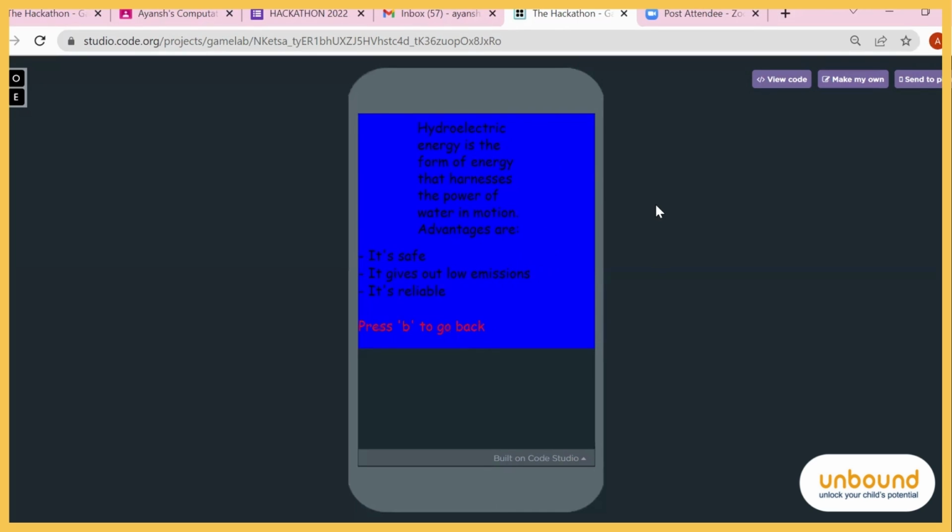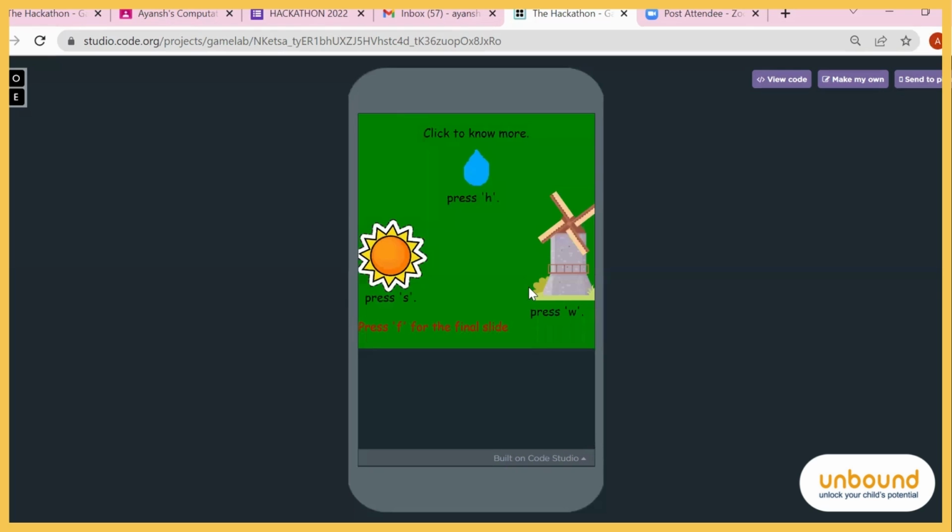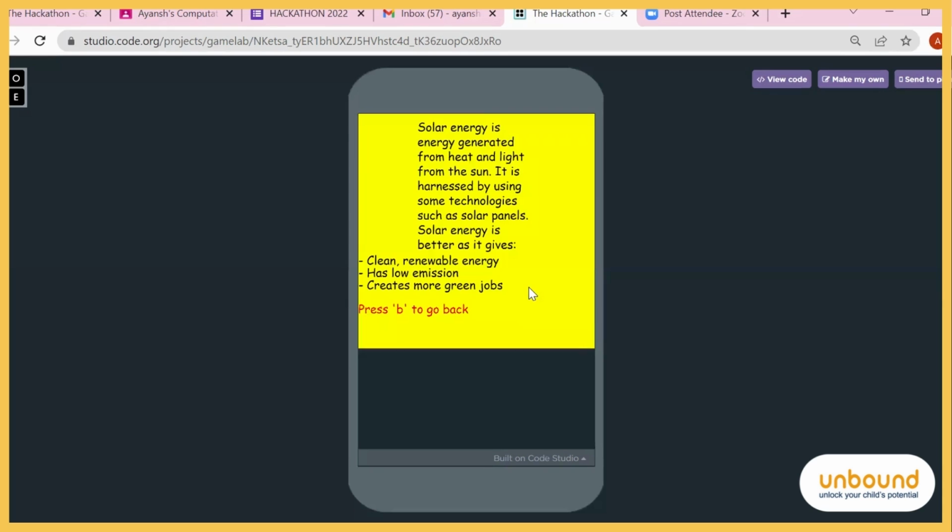Hydroelectric energy is the form of energy that harnesses the power of water in motion. Advantages are, it's safe, it gives out low emissions, and it's reliable. Then I press B to go back. We now press S for solar energy.